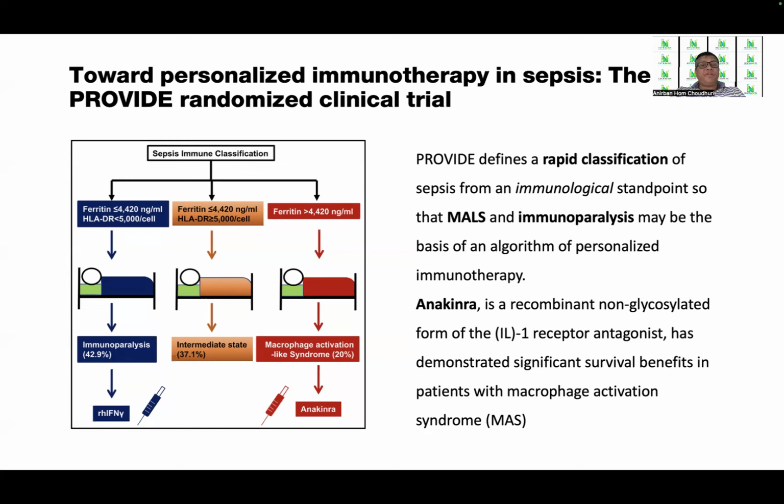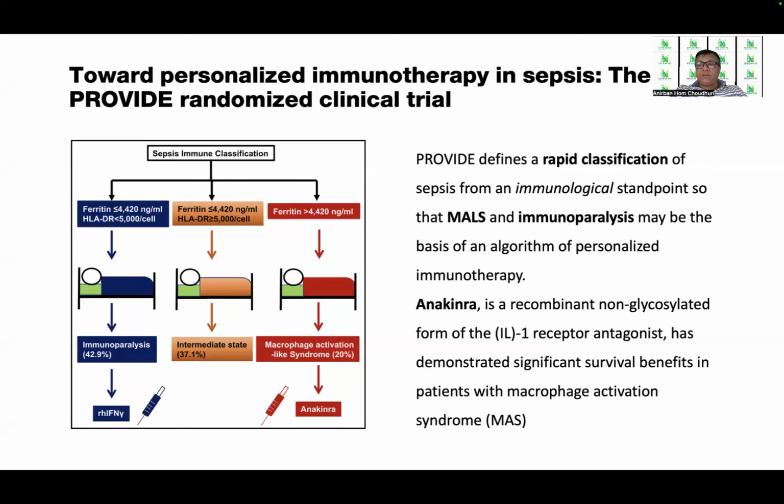If the ferritin level is more than 4420, then it is macrophage activation syndrome. And if the ferritin is less but the HLA-DR is high, then it accounts for the intermediate state. The majority of patients in the sepsis immune classification are reportedly in immunoparalysis, and the least is macrophage activation syndrome. So IL-1 receptor antagonist has to be used in patients with macrophage activation syndrome. Understanding the role of these biomarkers is also underway.